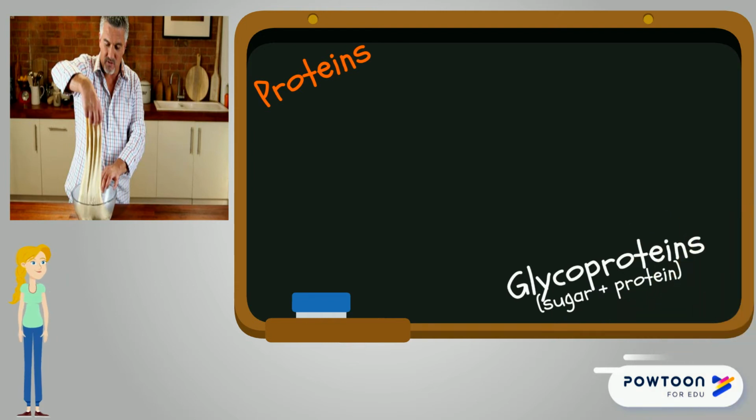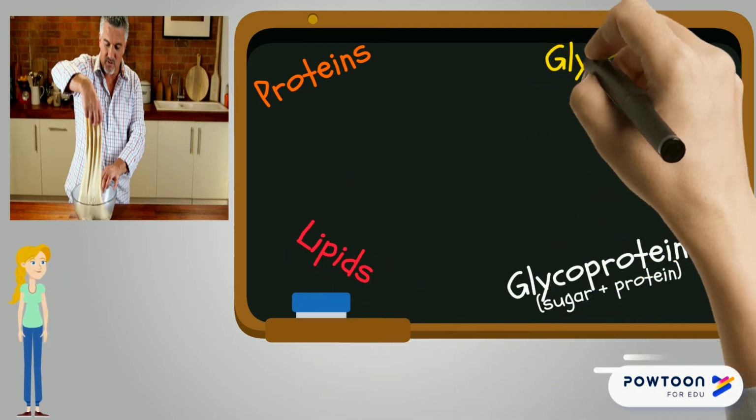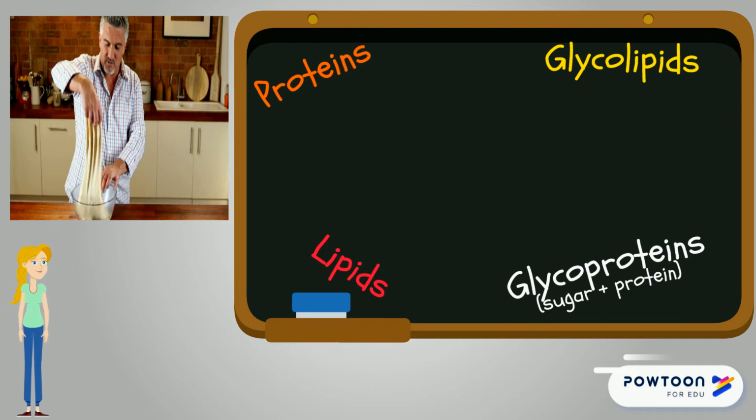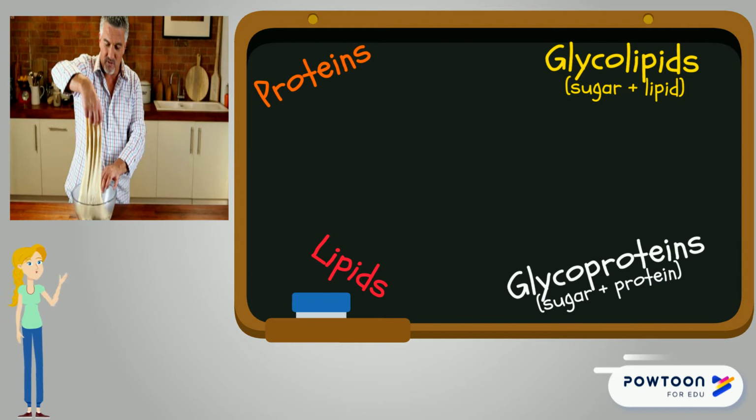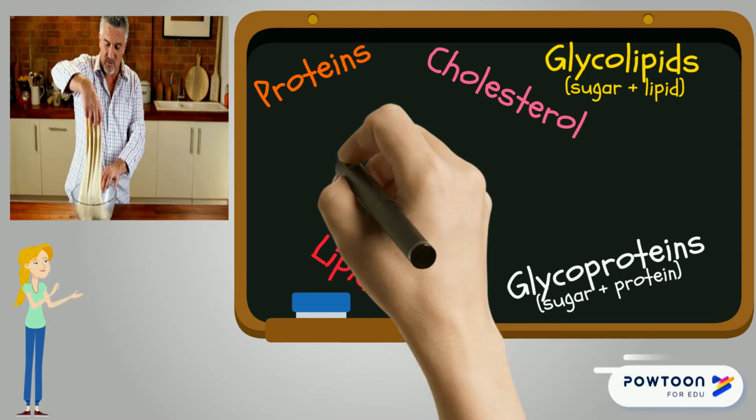These molecules are combinations of short polysaccharide sugars joined to proteins. Also lipids and glycolipids, like glycoproteins, are combinations of short polysaccharide sugars joined to lipids. There is also a specialized lipid called cholesterol. And lastly, the key ingredient, phospholipids.